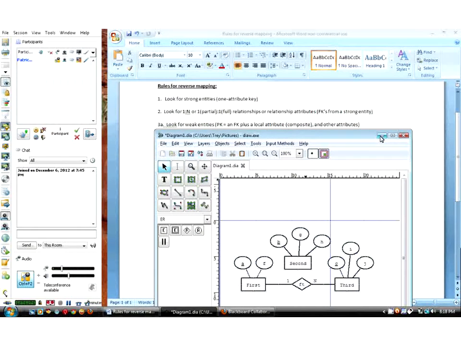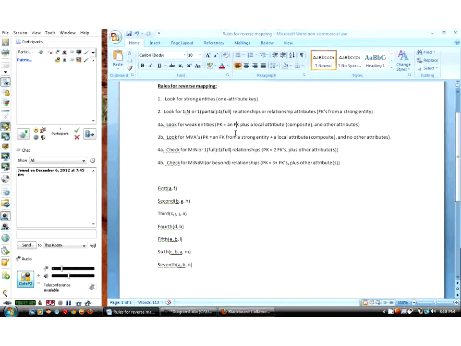step number 3, look for a weak entity. Now, remember, a weak entity has a partial key, right? Okay, so what's the primary key of a weak entity? It's going to be the partial key plus the key of the owner, the strong entity, correct? Right? Okay, and it'll probably have other attributes as well.